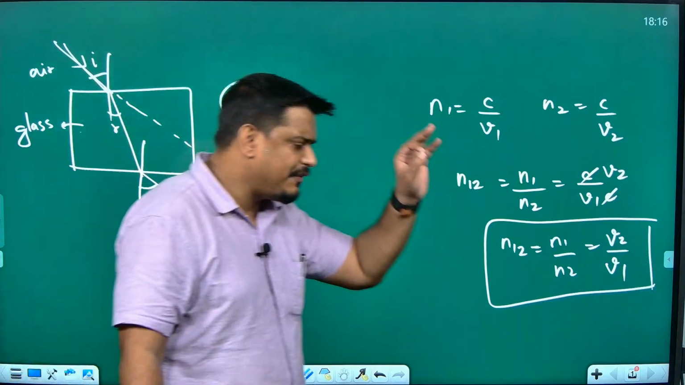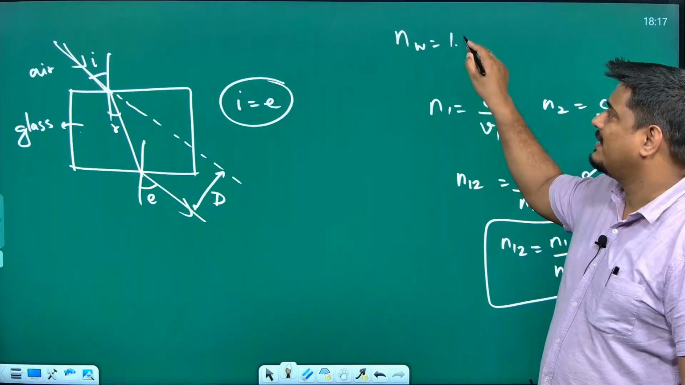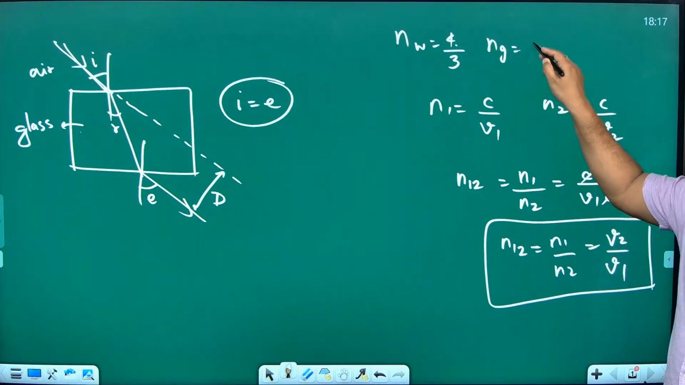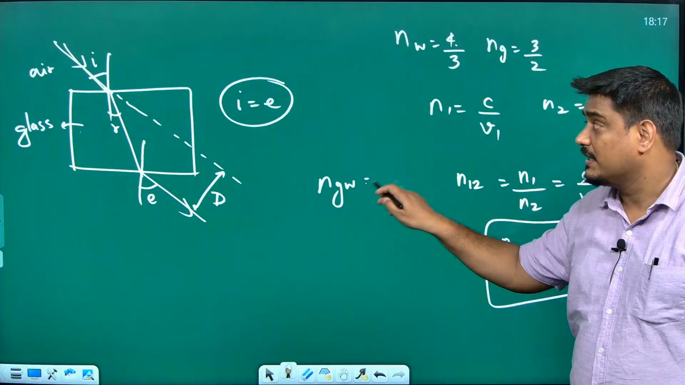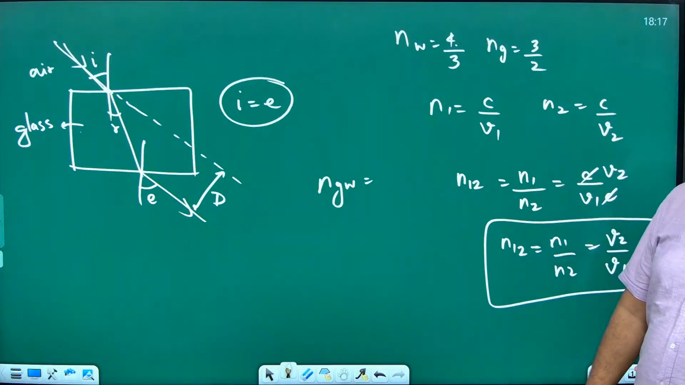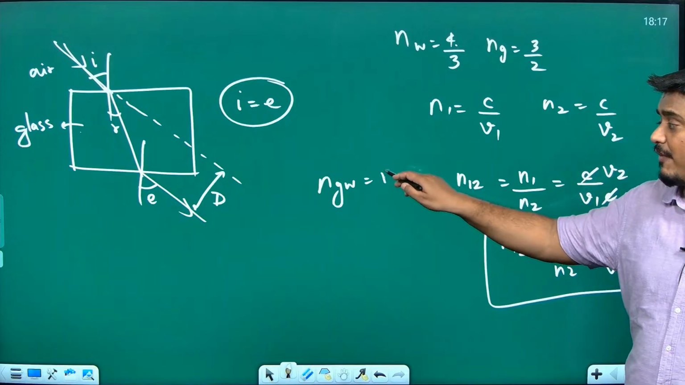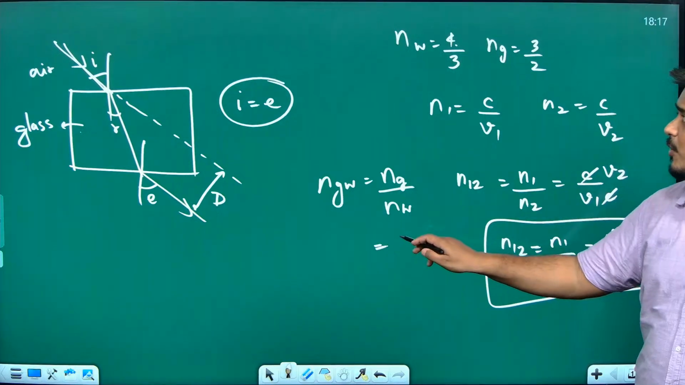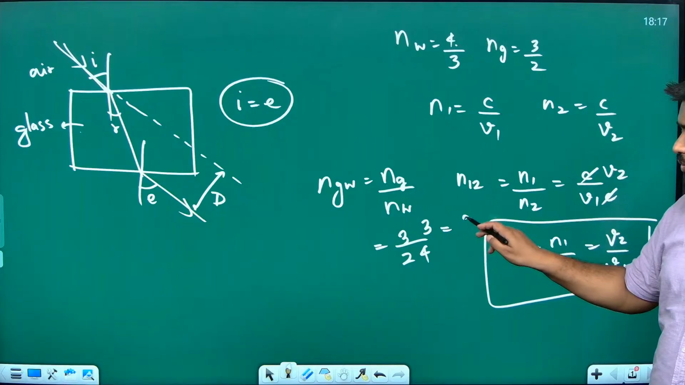For example, if I give you the refractive index of water is 1.33 or 4 by 3, the refractive index of glass is 3 by 2. What is the refractive index of glass with respect to water? This kind of question will surely come in the examination and you have a chance of making a mistake in this. If they ask you what is the refractive index of glass with respect to water, it means I will write the refractive index of glass divided by the refractive index of water, which will become equal to how much? 3 by 2 divided by 4 by 3, which is equal to 9 by 8.